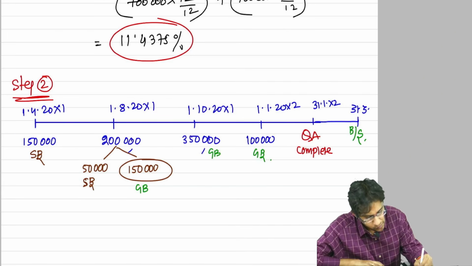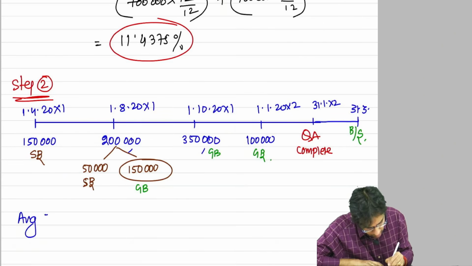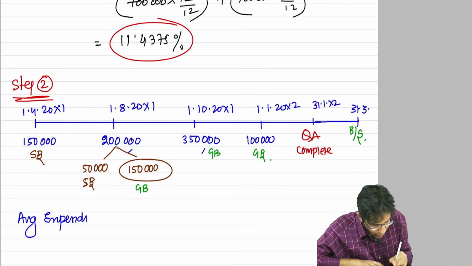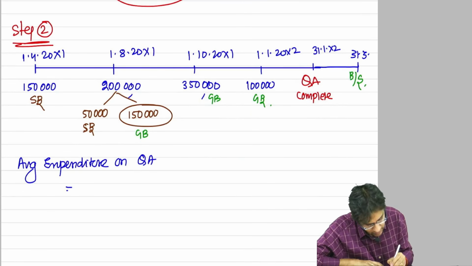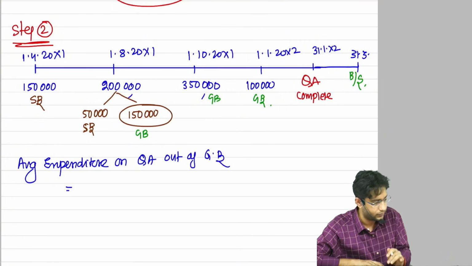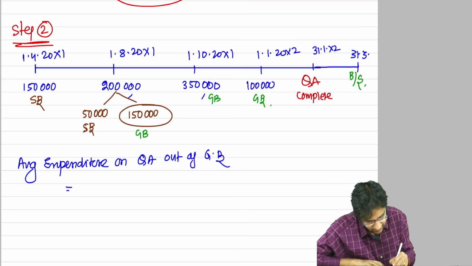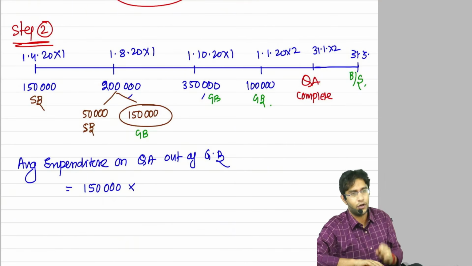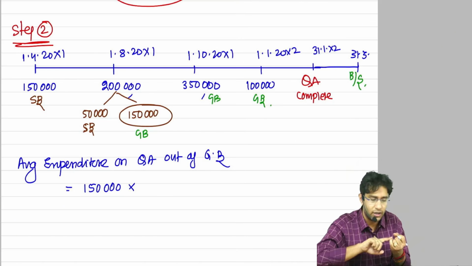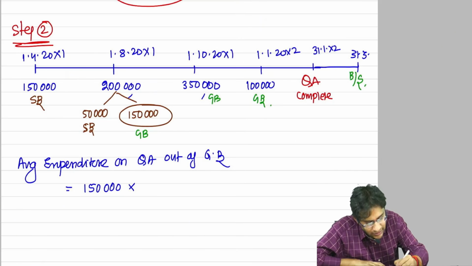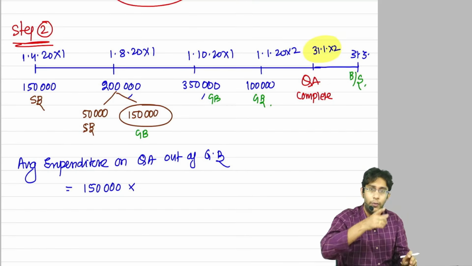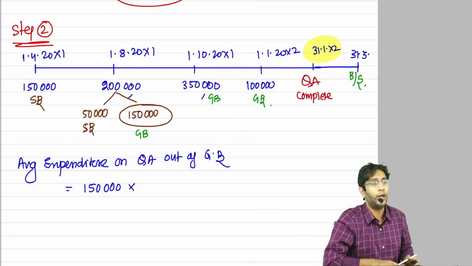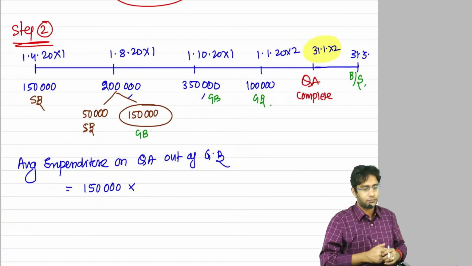Now, average expenditure on qualifying asset out of general borrowings alone I want. Specific I've already sorted myself. Okay. 1,50,000. When did you incur this? 1st of August. From 1st August, count up to this cutoff date. Don't go beyond this. Why? Asset completed.